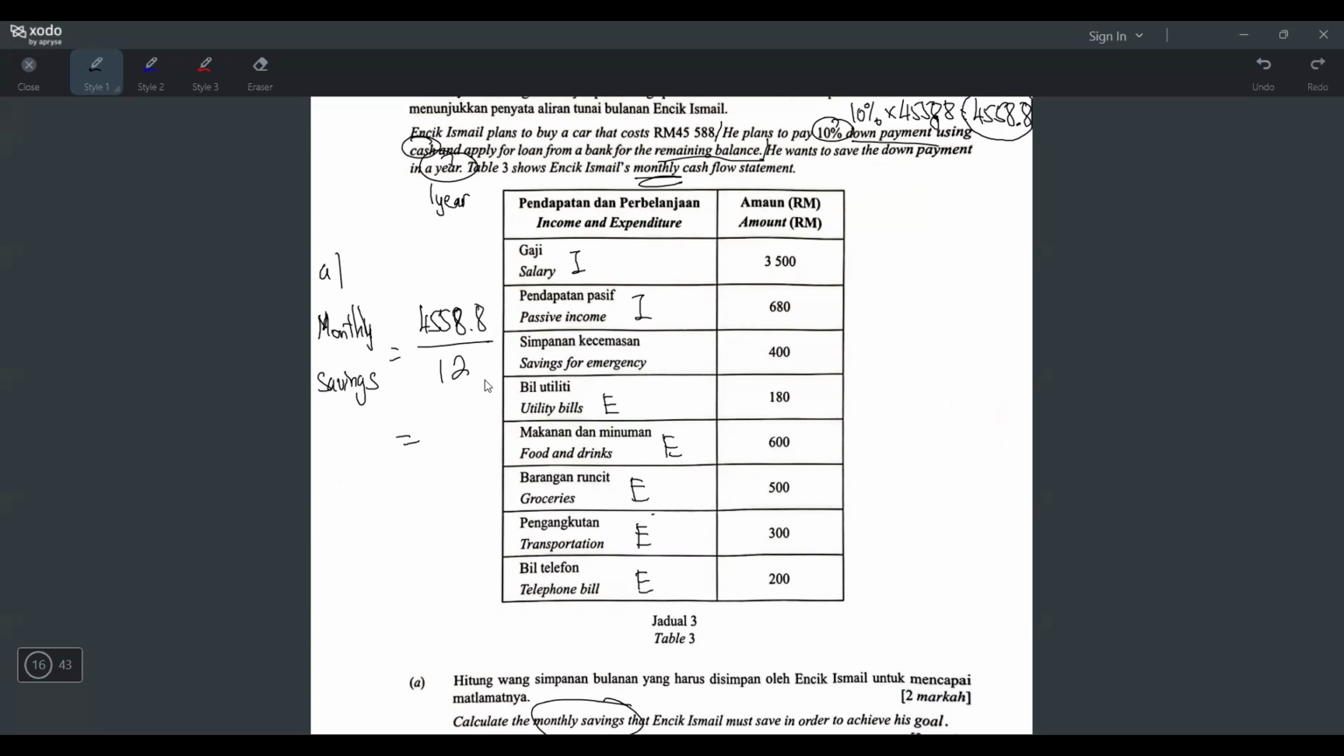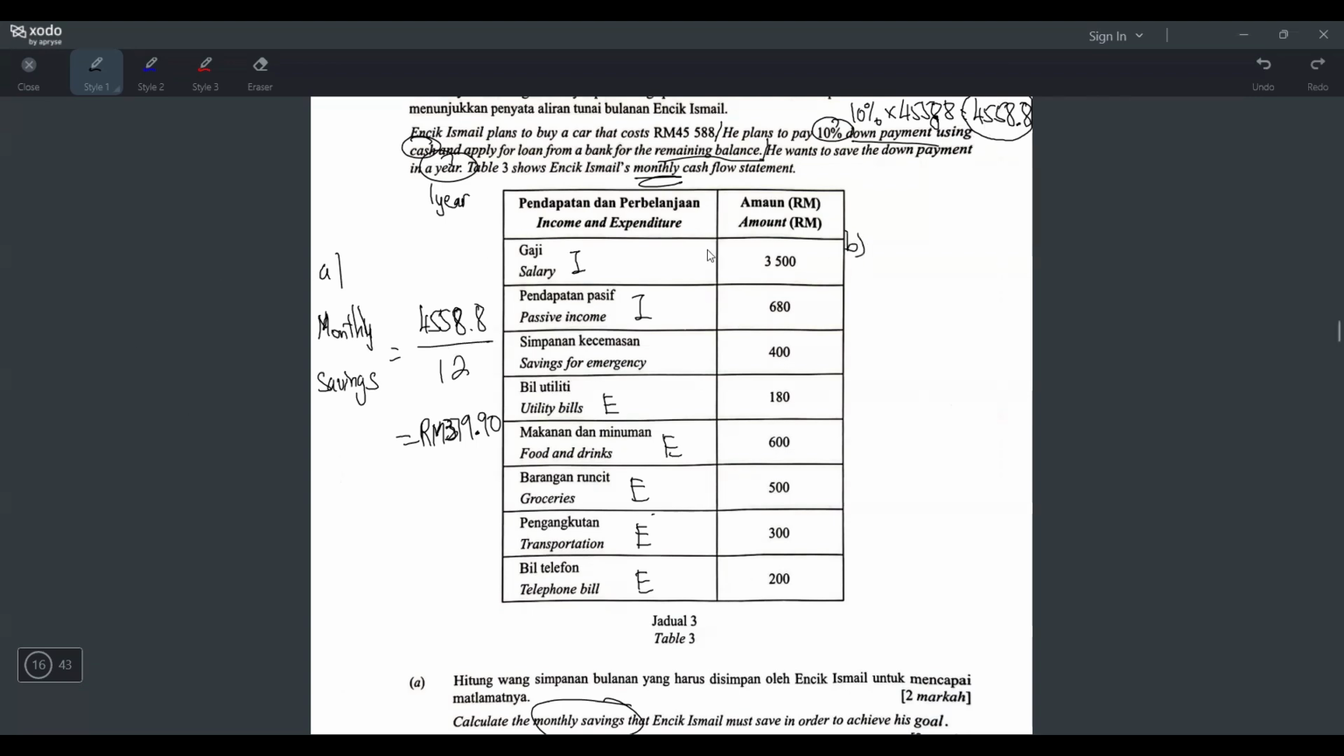Okay, tapi ini RM kan? So RM you have to write in 2 decimal place. So write RM and then 379 ringgit 90 cents like this, right? It means if he save 1 month, if he save this amount, then in 1 year he will get enough money to pay for the down payment lah.